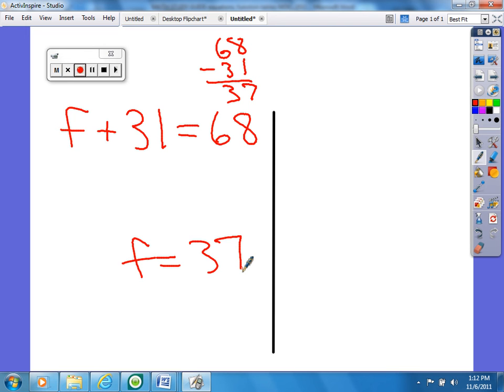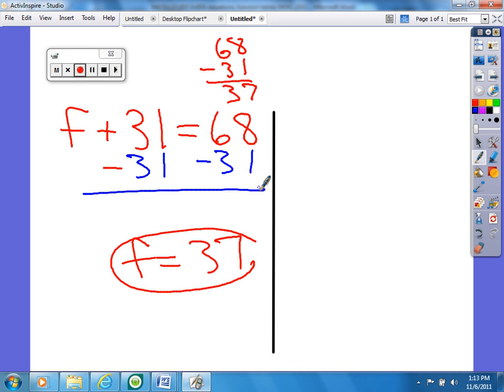Just to let you know, this is the proper procedure. That's not part of their standards in 5th grade. They just need to find the answer. But I will show you. If they add 31, I'm going to get it back. I'm going to do the opposite. I'm going to be stubborn. I'm going to do the opposite.